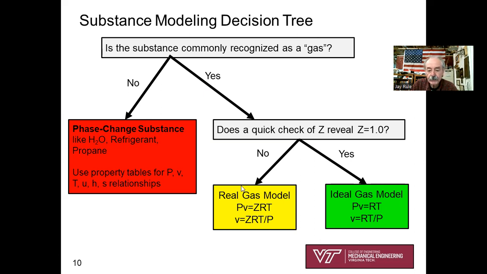If Z is not 1.0, then you're yellow, and you're limited in your engineering analyses. You're going to say P times little v is equal to ZRT. That's the real gas equation of state. Very similar equation of state. Or little v is equal to ZRT over P. And look, in this class, a small proportion of our problems are associated with the compressibility factor and real gases. Most of the time in this class and in the engineering world, you're dealing either with phase change substances or ideal gases.